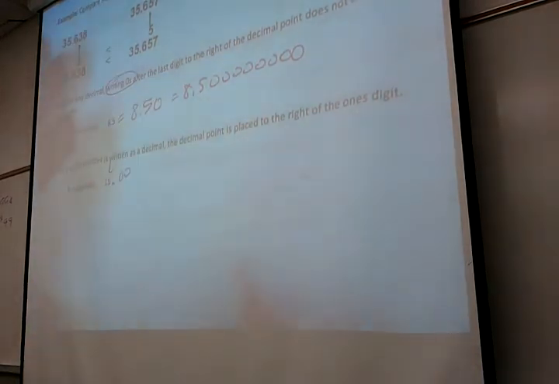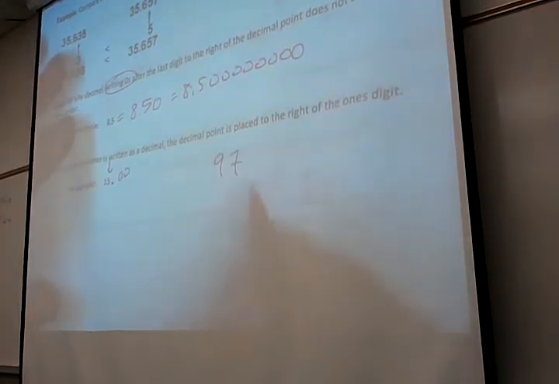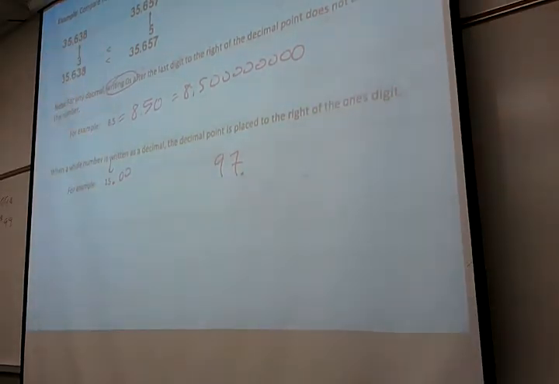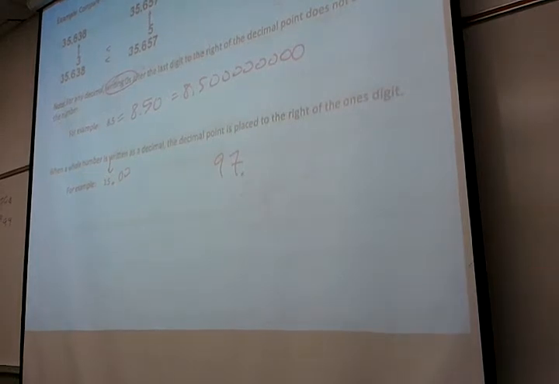So a lot of times I've noticed when I'm doing a higher level class, somebody has trouble when they have to start moving the decimal around. They don't know where it is. They don't know where to start moving it. And of course, for a whole number, it's always after that last digit, after the ones place. Okay, good.